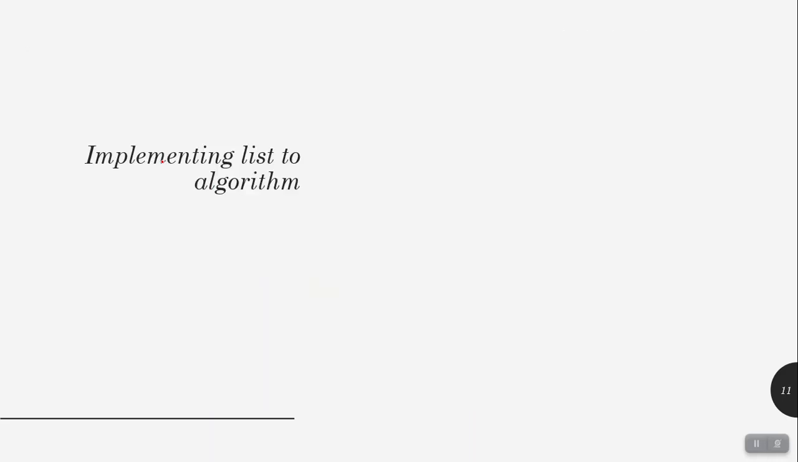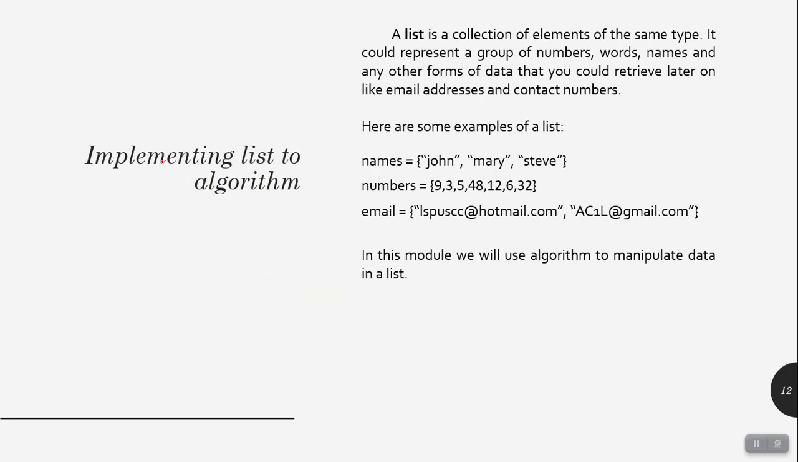So the next one is the list. What is a list? A list is a collection of elements of the same type. So I mean to say, if it's a list of numbers, then the list only contains numbers. If it is a list of names, then the list should only contain names, or let's say words or fruits, or let's say vegetables. So it's of the same type.